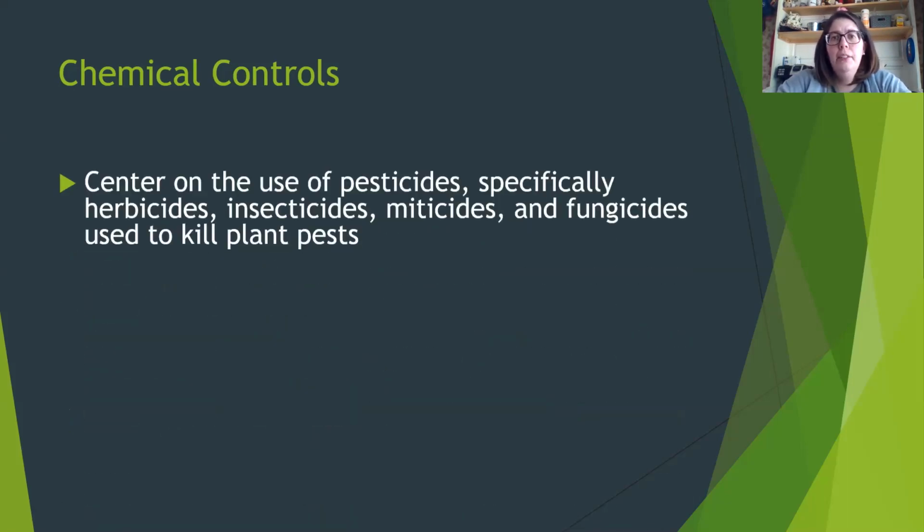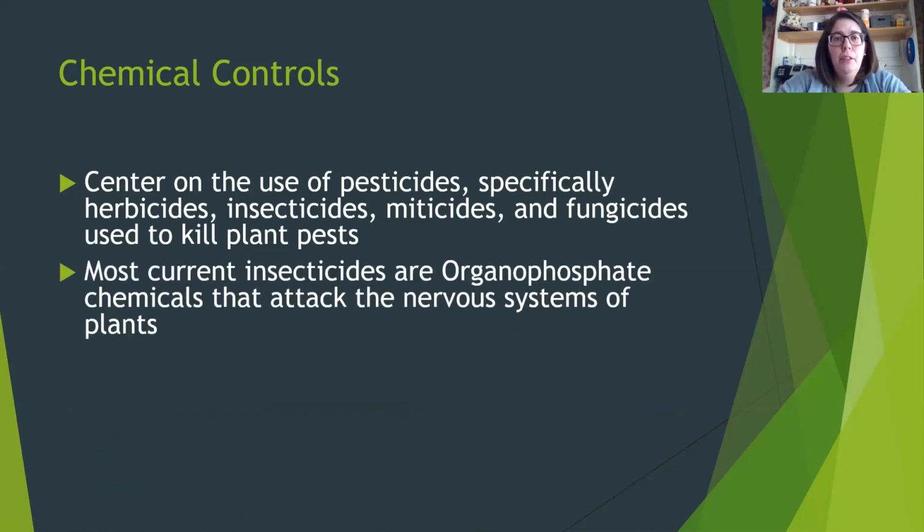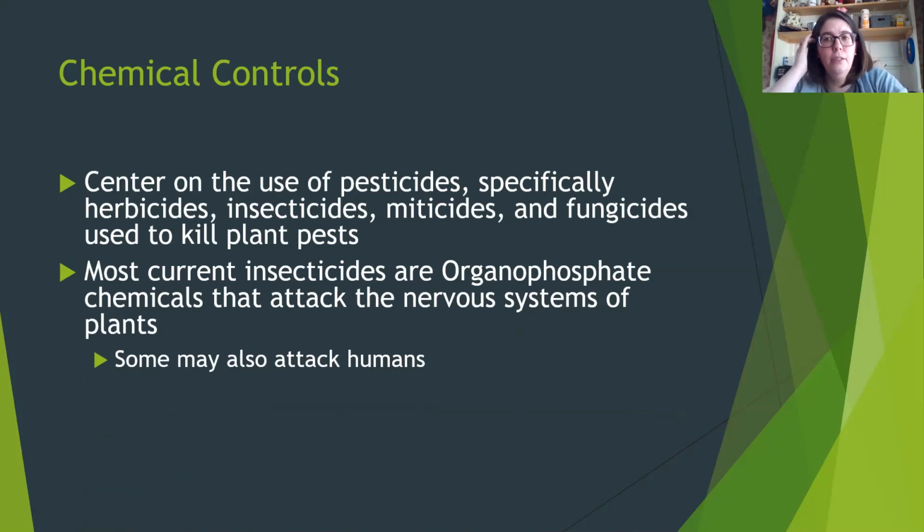Chemical controls center on the use of pesticides, herbicides, insecticides, miticides, fungicides, and so on, used to kill plant pests. Most current insecticides will attack the nervous system of the plant so that when the bug eats it, you know, but it also can attack humans.